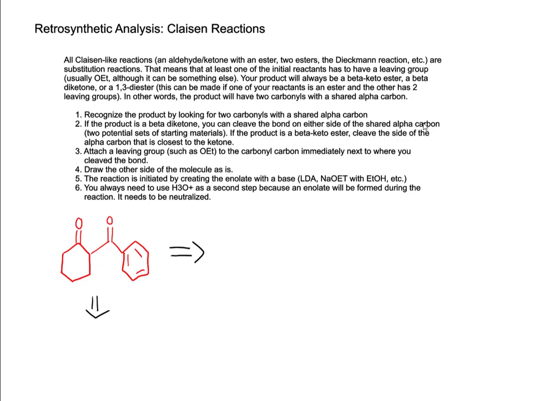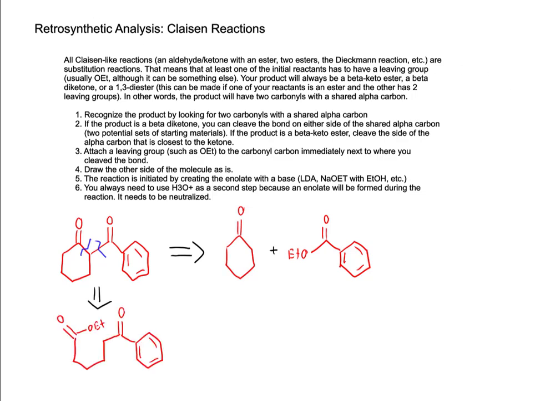So let's cleave this one on the right first. We're going to attach a leaving group to the carbonyl carbon immediately next to where we cleaved that bond. Then we're simply going to draw the other side of the molecule as is. Now we could have also cleaved the other bond. So if we had cleaved this side instead, we would have gotten two other starting materials. Notice that in this case, the two starting materials were actually part of the same molecule, meaning that this would have been an intramolecular reaction.